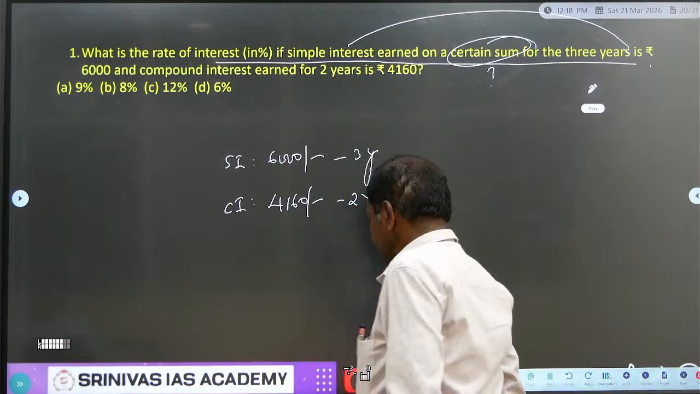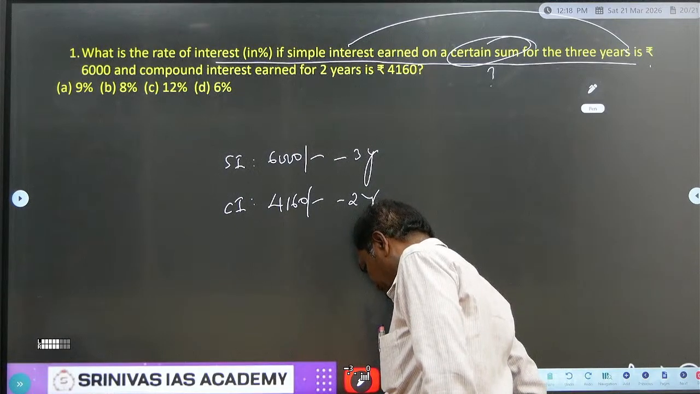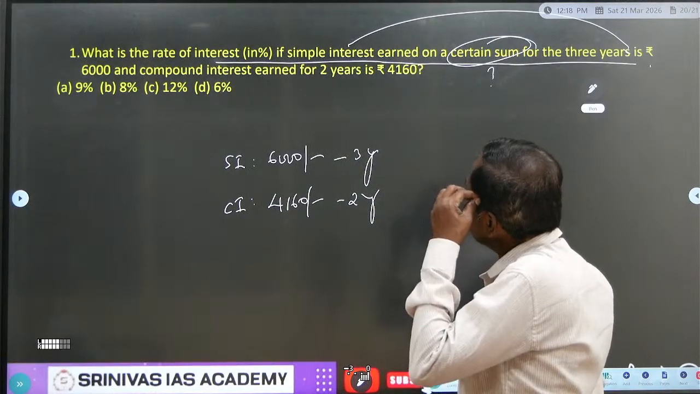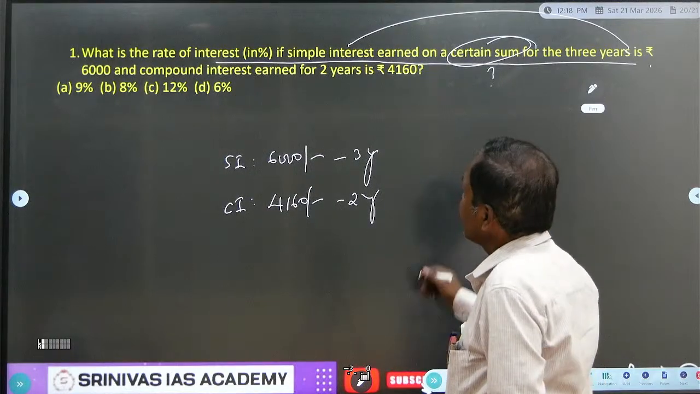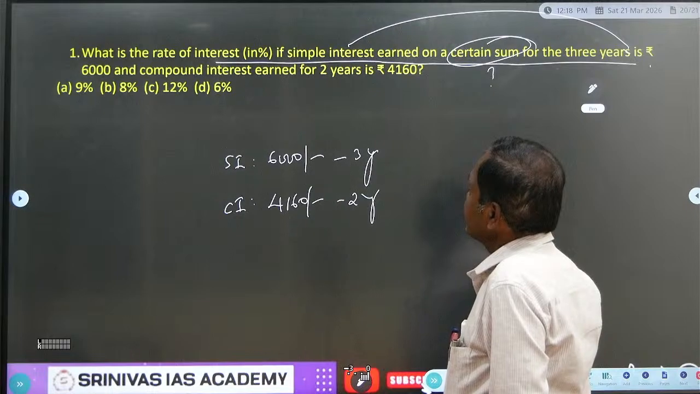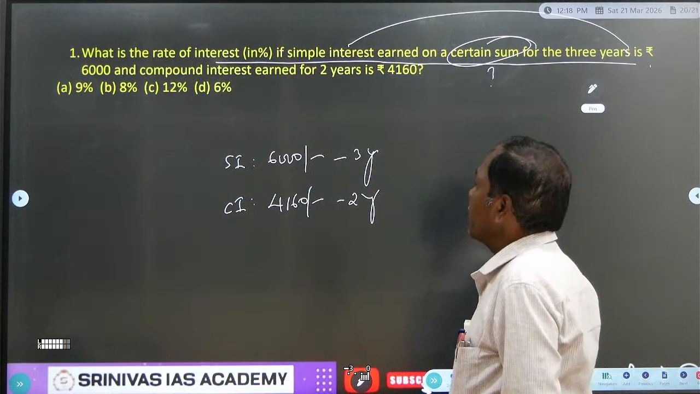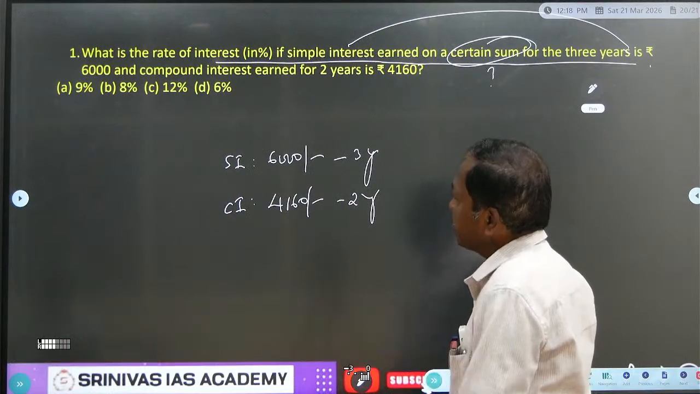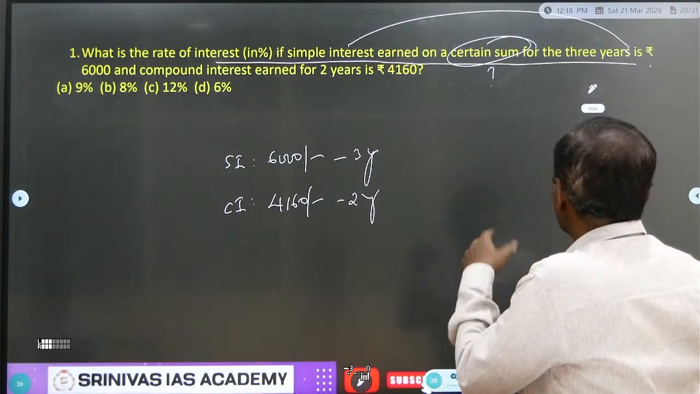Then how do you solve this? What is the technique you can apply here? The principal amount is not known, right? And the rate of interest is also not known. Even if you put it like this, nothing is given here. Sometimes I also feel some confusion in the question.